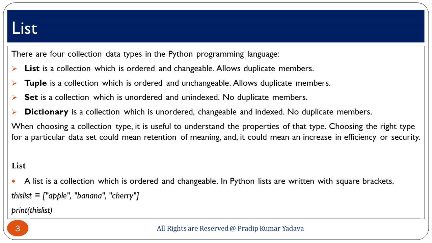When we are talking about list, a list is a collection which is ordered and changeable, and in Python lists are written with square brackets. So in Python programming, if you want to represent any list, you have to use square brackets. Here this is a variable, and you can see the square brackets. This is an example of a list, a list of fruit you can say, and if you run this, it will return apple, banana and cherry. So this is the process of how you can define a list in Python programming. You have to use square brackets. Just remember these square brackets.